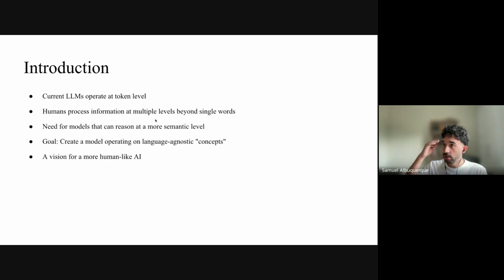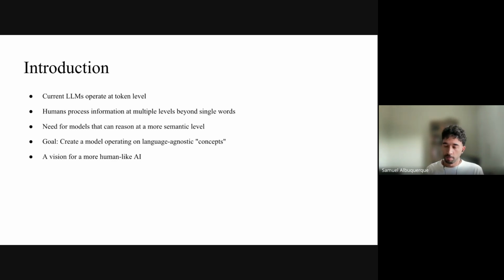So let's start here. As an introduction, we all know that current LLMs operate at a token level. They are trained to receive a sequence of tokens and predict the next token, and they are optimized at this token level.